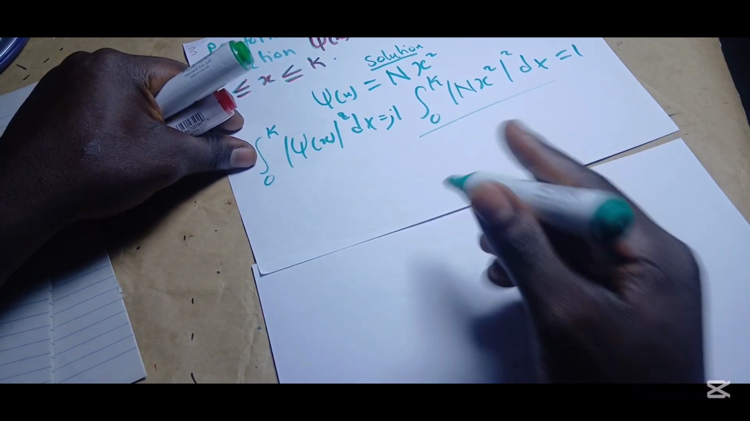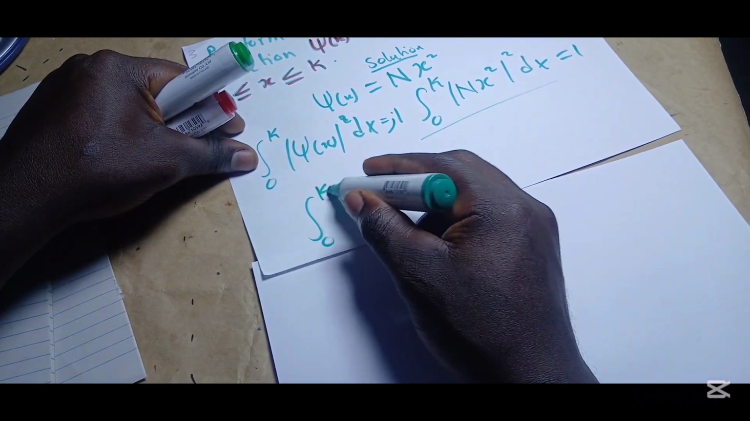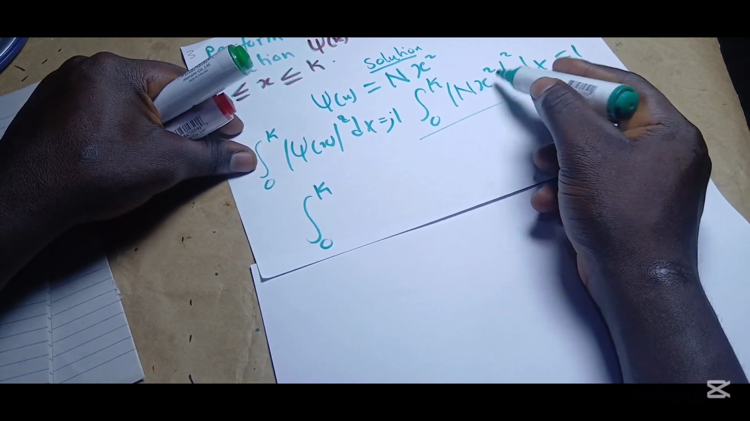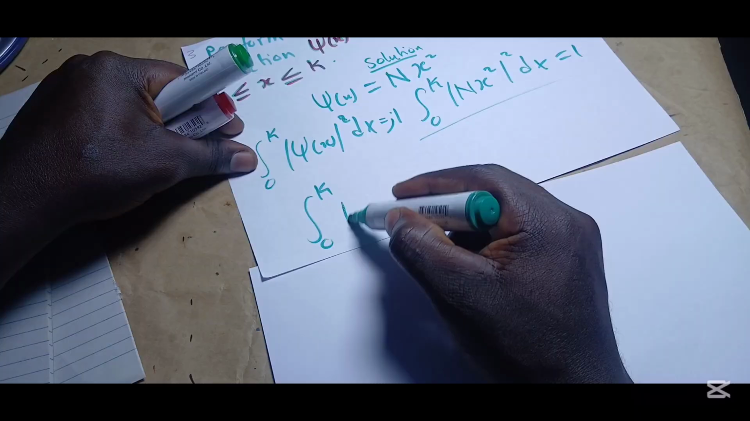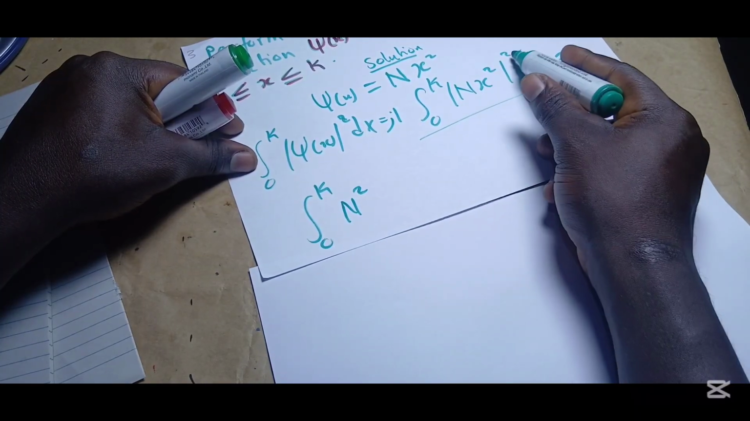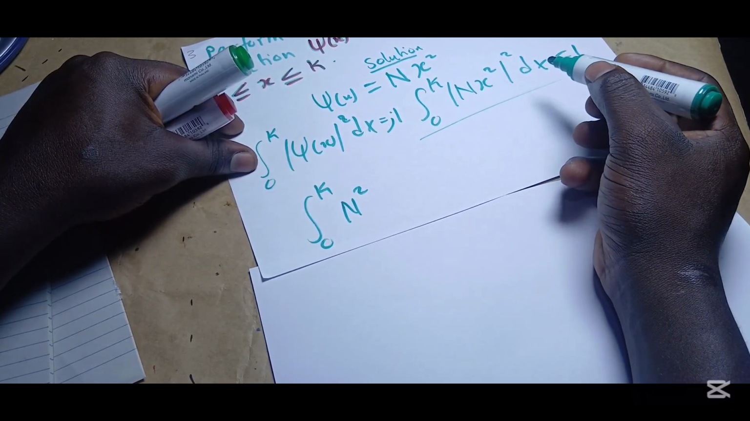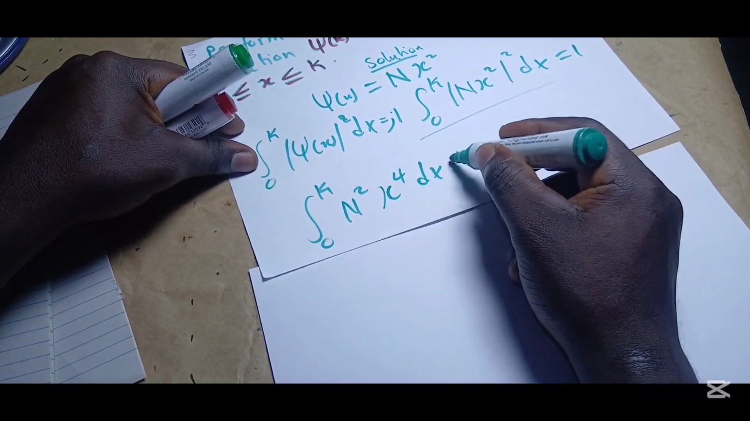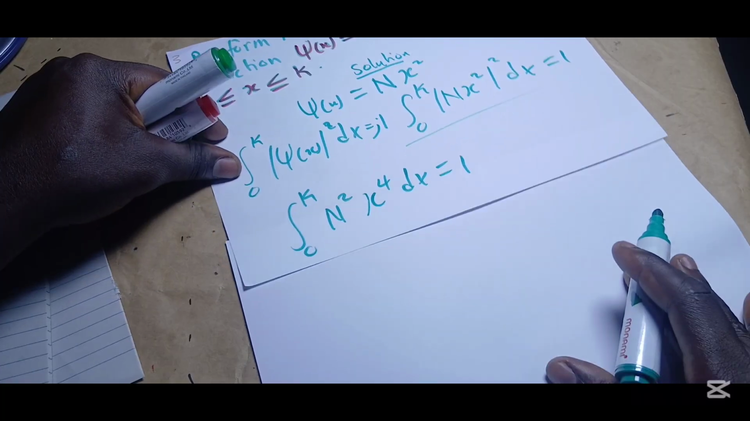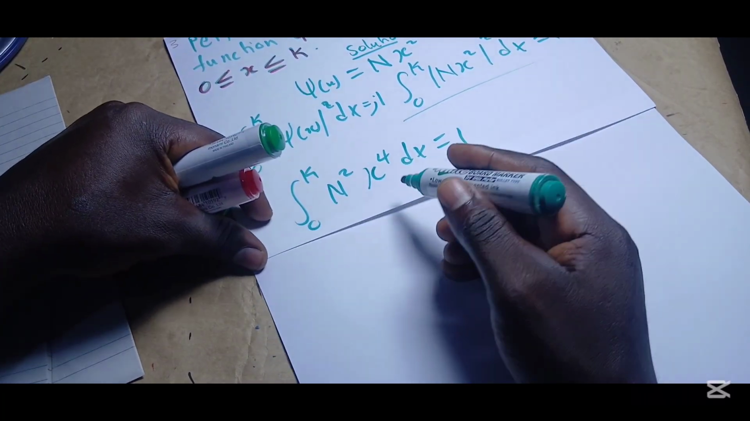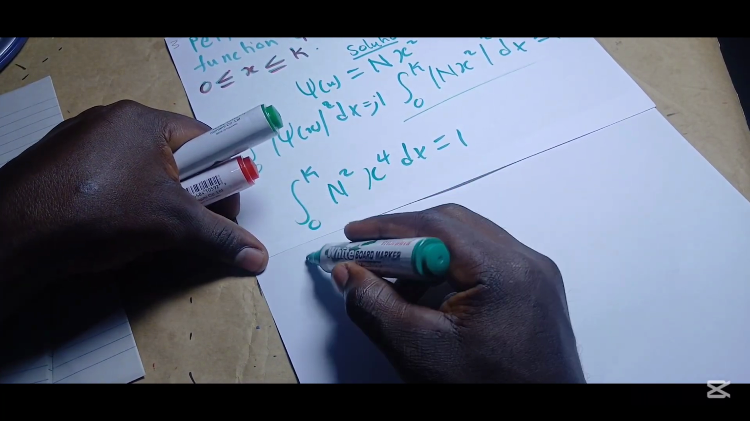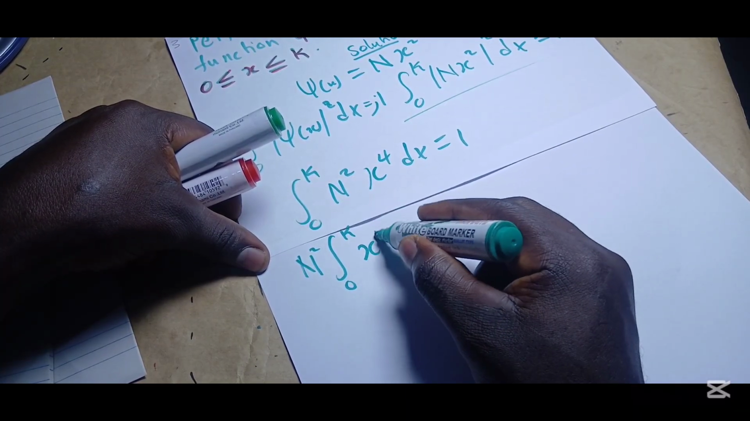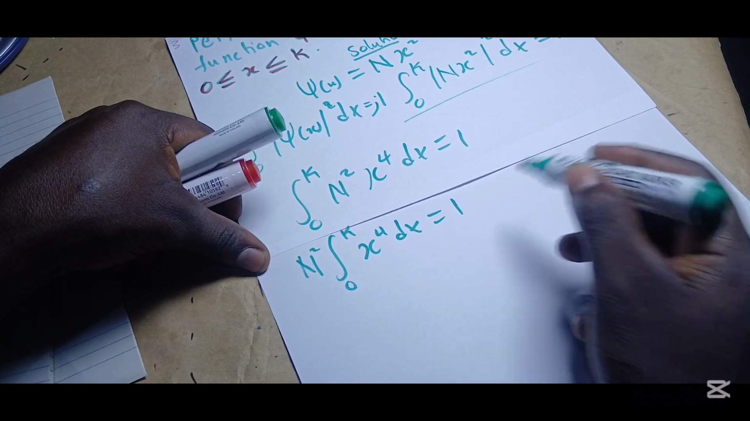So now we are integrating this, from 0 to k, squaring, expanding this whole term. So n to the power 2 is n squared. Then x to the power 2 gives us x to the power 4, I just multiply this by that. So x to the power 4, dx equal 1. Now, since n is a constant, let's bring it out. So n squared integral from 0 to k, x to the power 4, dx equal 1.